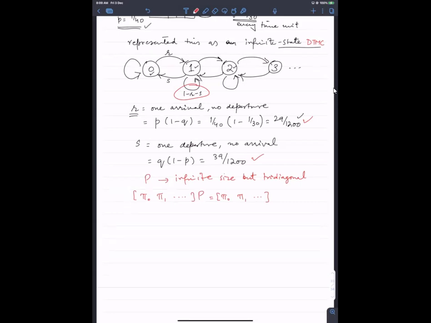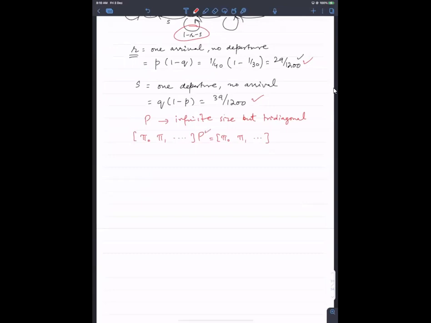And then, by using the symmetry in P, we solve for all of these pi's, pi 0, pi 1, pi 2, etc. And then it turned out that pi 0 was equal to 1 minus rho, where rho we had defined to be equal to R over S, and it has to be less than 1. You cannot solve this if R over S is equal to or greater than 1. You will not be able to solve this.